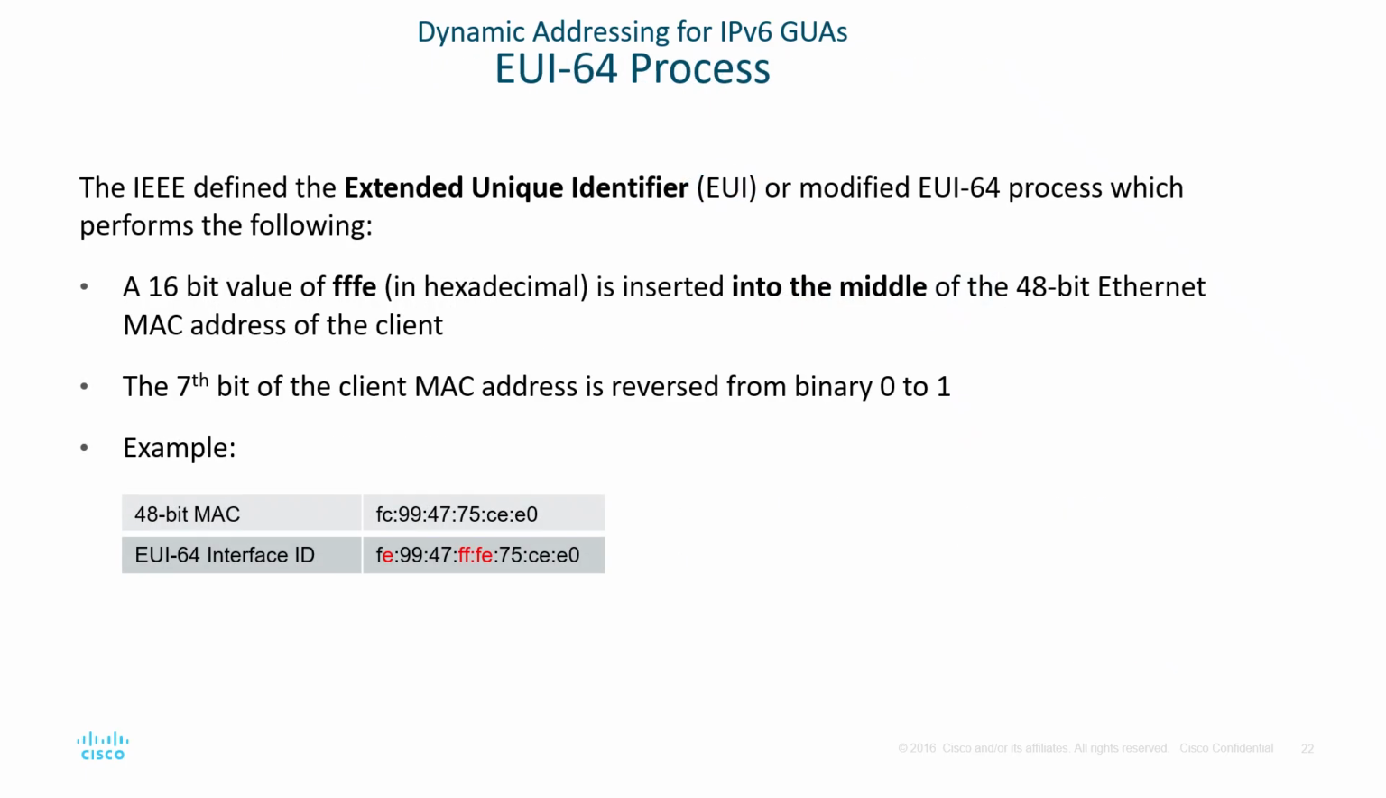So the IEEE has defined the Extended Unique Identifier, the EUI, or modified EUI-64 process, which performs the following. It will take the device's 48-bit MAC address, and insert into the middle of that address FFFE. It will also take the 7th bit of the client MAC address and reverse it from binary 0 to binary 1.